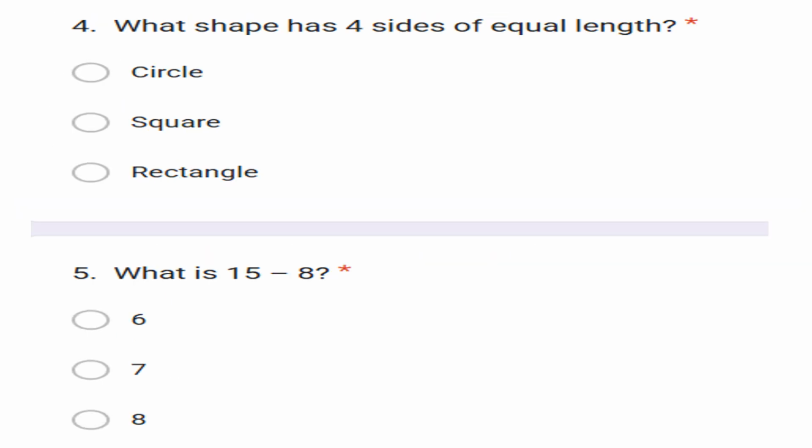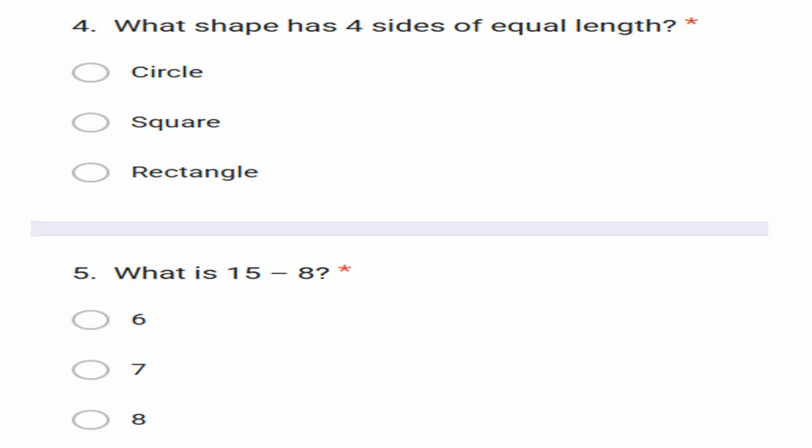For number 4, what shape has 4 sides of equal length? Circle, square, or rectangle?